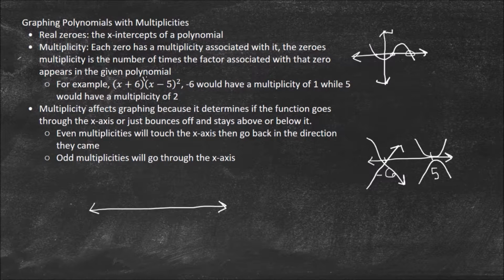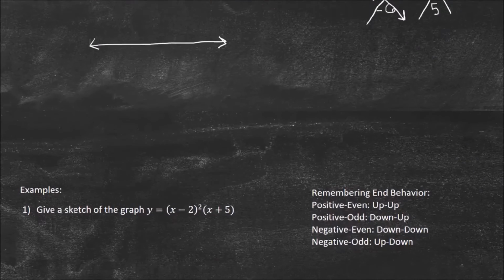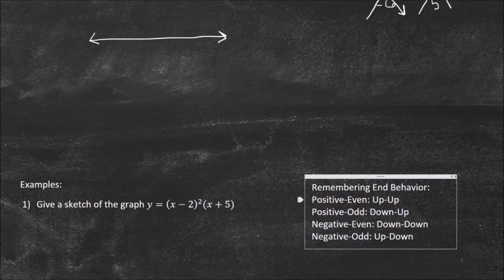So if you think back, try to remember those. I have them listed right here. Let's take a look. Positive even means up, up, so it starts up and it ends up. Positive odd, down, up. Negative even, down, down. Negative odd, up, down. So those are our 4 rules.